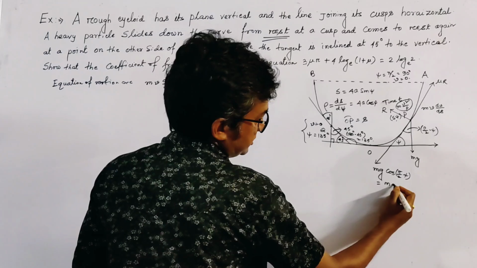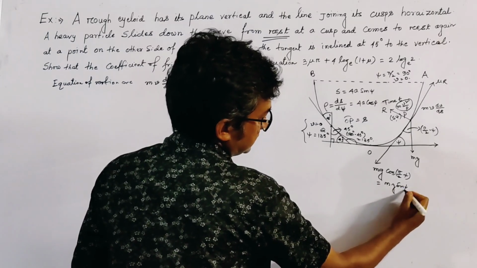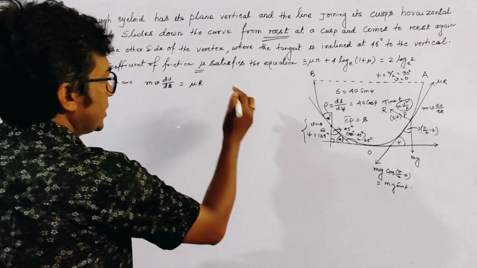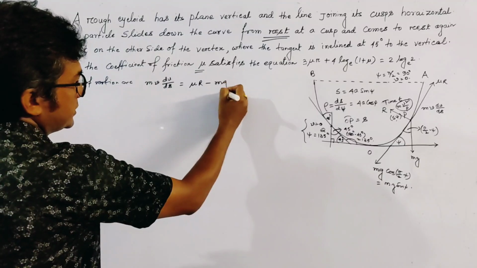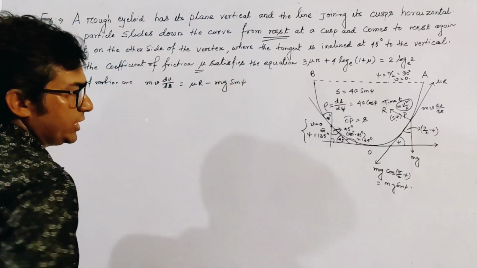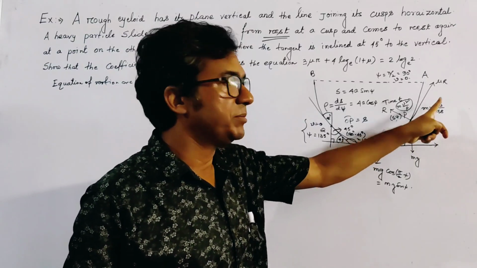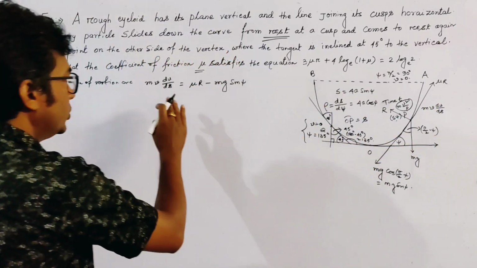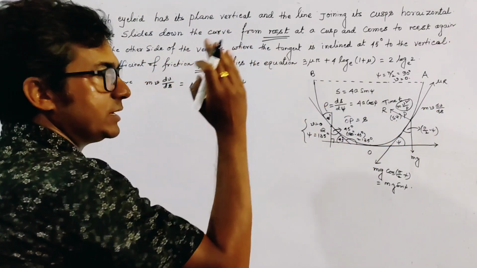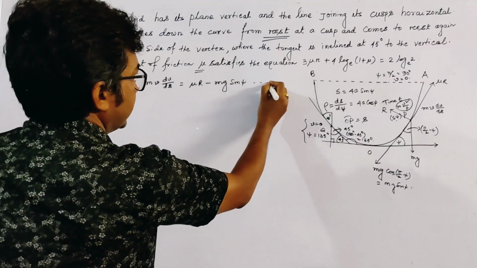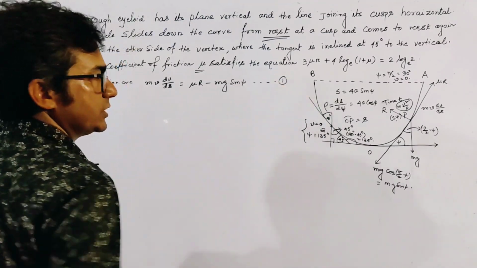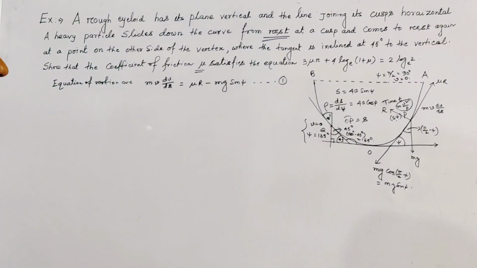This is mg sin psi, and we subtract here mg sin psi, because mg sin psi is opposite to mv dv/ds, right? So there is no force along the tangent. So this is the tangential equation of motion. We name this 1.